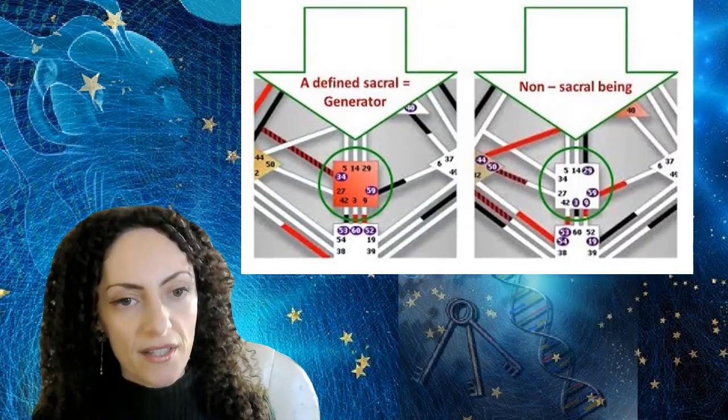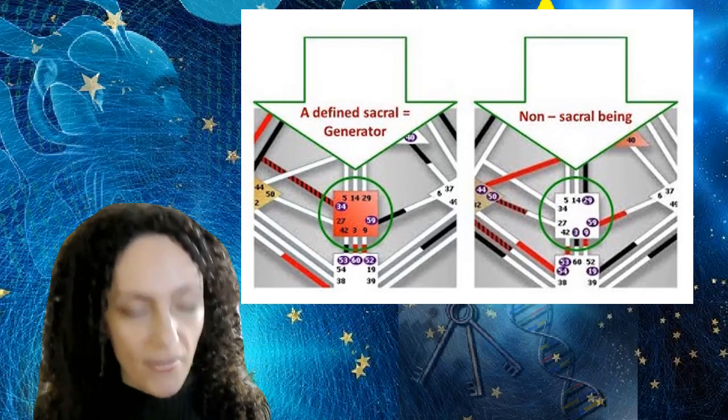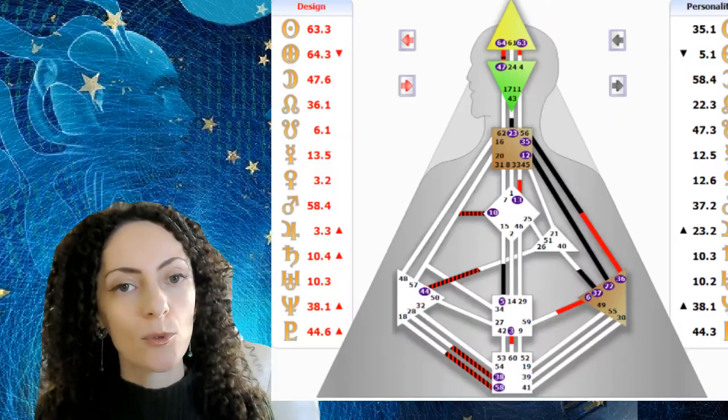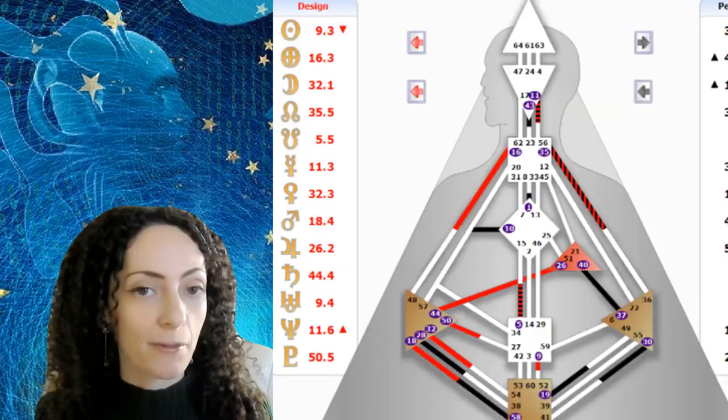Only the generators have a defined sacral. Manifestors have a motor connected to the throat. Here are some examples. Projectors can have a maximum of 3 motors defined in their map, but they will not have a connection between their motors and the throat center. And reflectors, it's very easy to spot them. They don't have any defined center in their map.